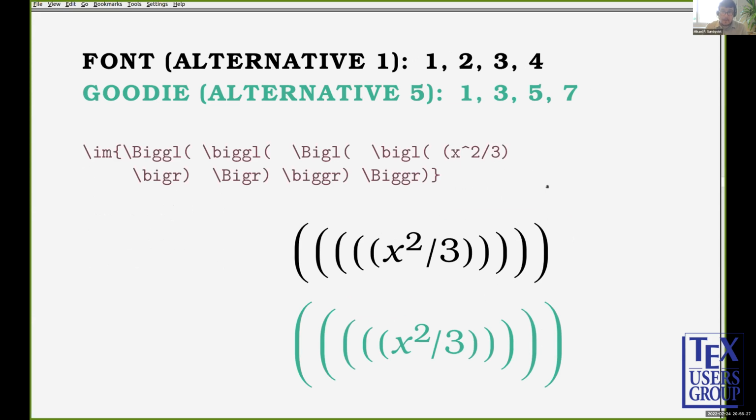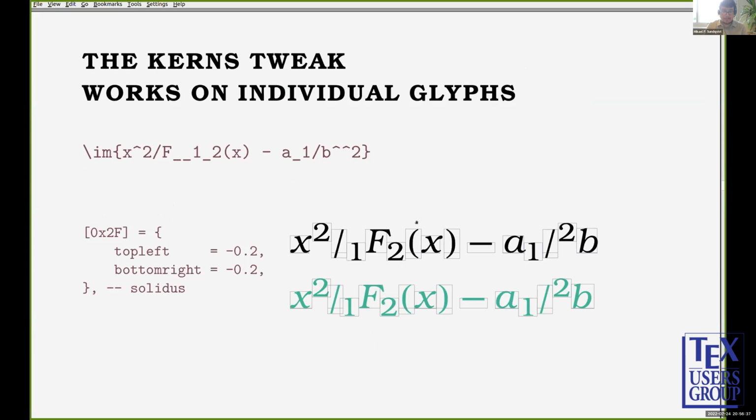Here, if you look carefully, the 2 is sitting closer to the solidus than it does above as well, and that's another fix, which is a kern fix. So we can kern. We take the solidus, we kern it, the top left and the bottom right one. We just kern it a bit. We don't do it on the other corner, so it will not be pushed in any direction there.